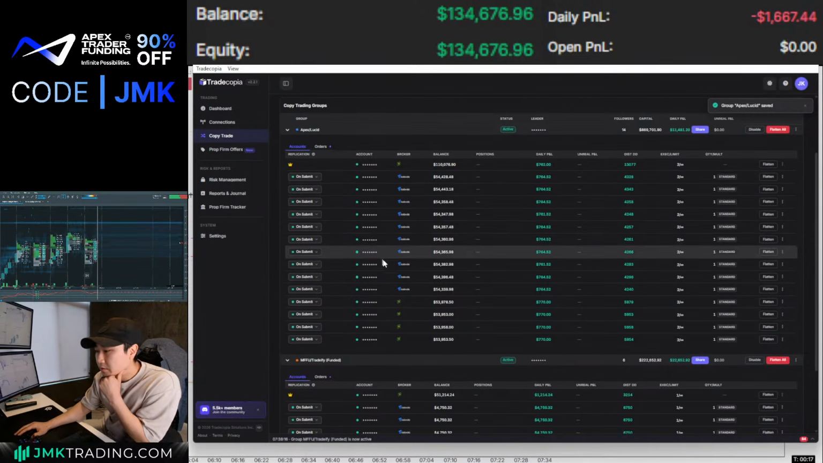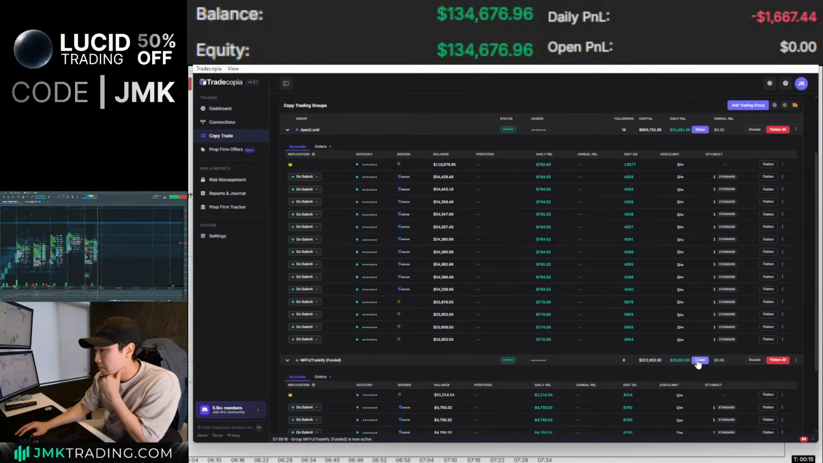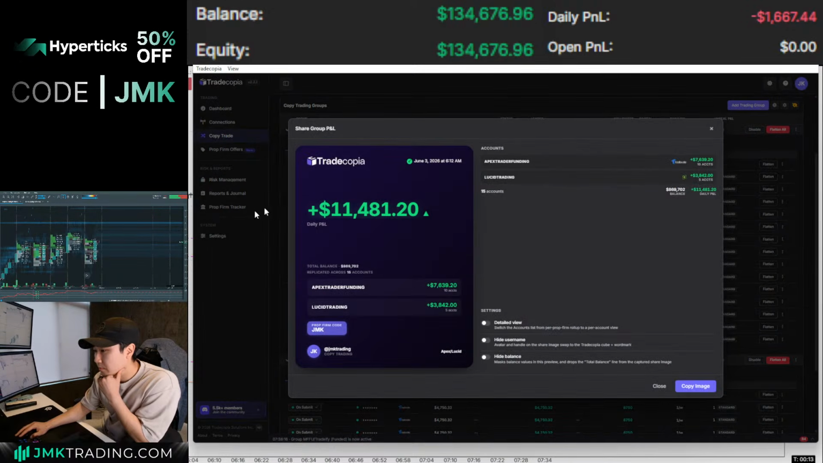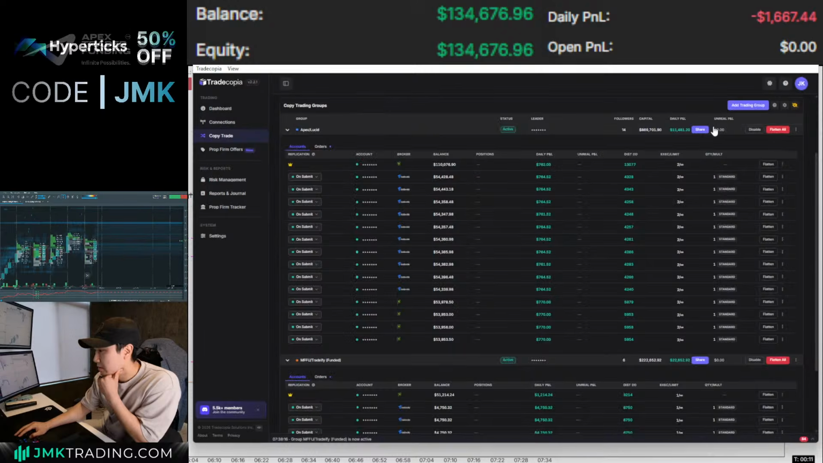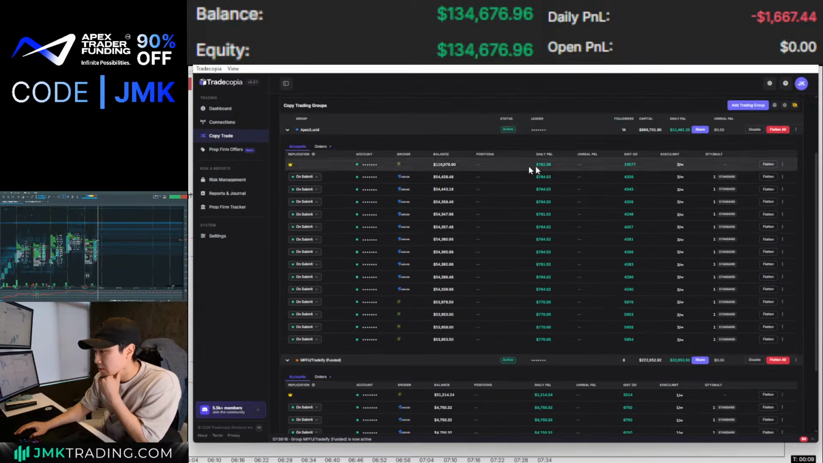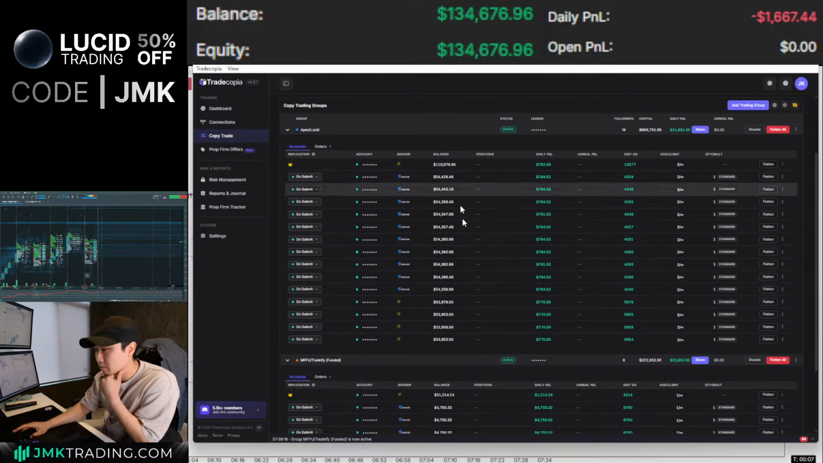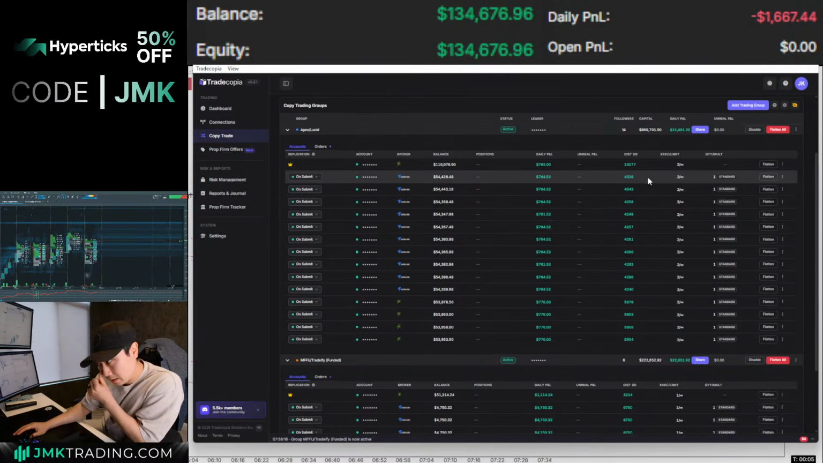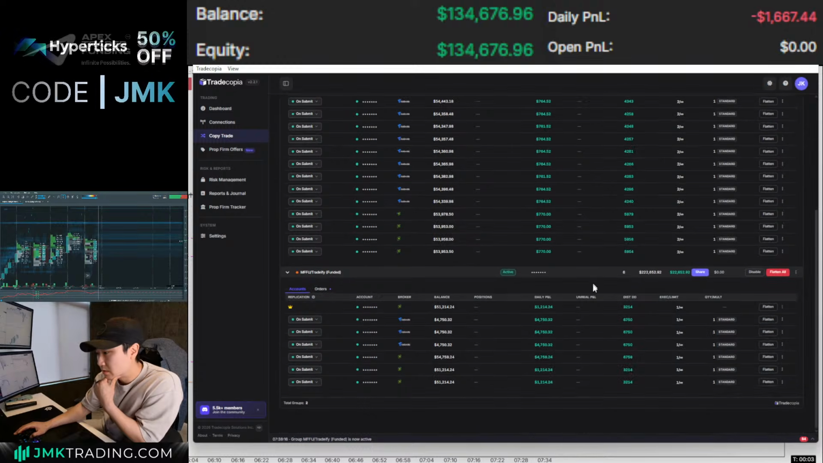So these are our Apex and Lucid accounts. We're up around 11,000 on these. Kind of just going for a base hit. Honestly, I was just going for 250, but it kept running, so I was just trailing my stop on this.